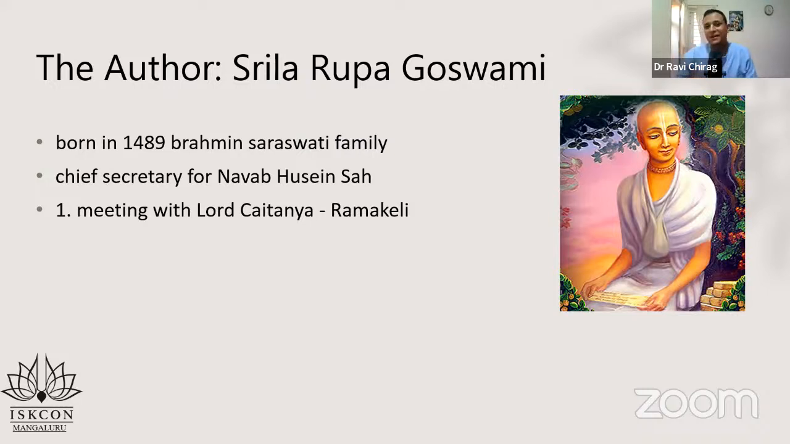Srila Rupa Goswami's name was Dabir Khas, earlier when he was working under the Nawab Shah. And his brother Sanatana Goswami was named Sakar Khas, Sakar Malik. So these were two brothers, and they met Lord Chaitanya in Ramakeli.